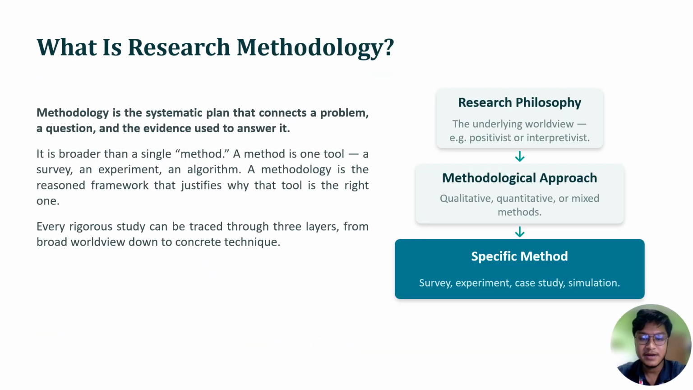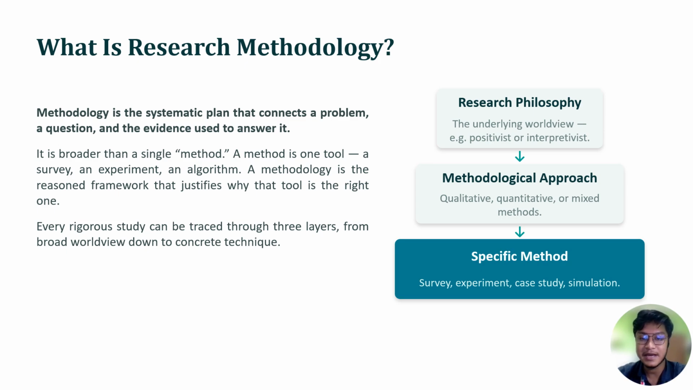In this slide, what is research methodology? Basically, research methodology is a systematic plan for doing research. It connects three important things: the problem, the research question, and the evidence we need to answer that question. Methodology is broader than a single method. For example, a survey or an experiment is a method, but methodology explains why we choose the particular method.